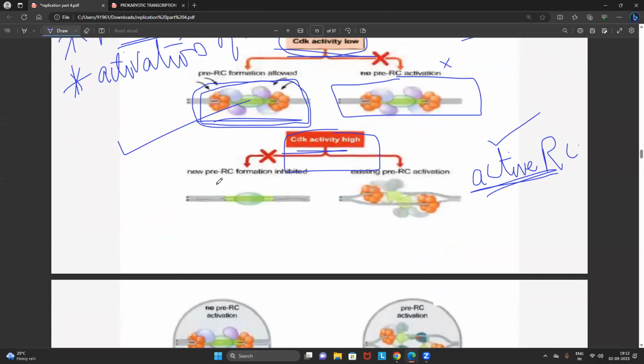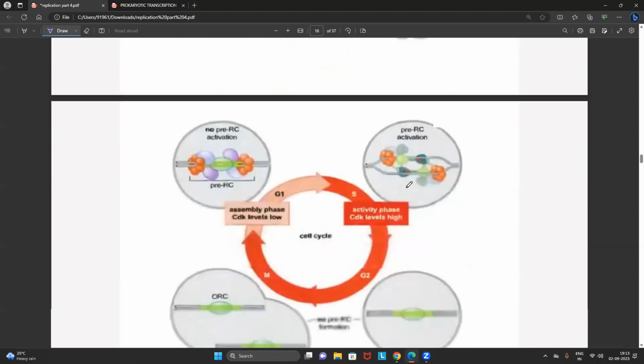What's the most important point? There will be no formation of a new pre-replicative complex. That's the most important statement. A new pre-replication complex is never formed, friends. Only the active replication complex will be formed. Never ever get confused with that.